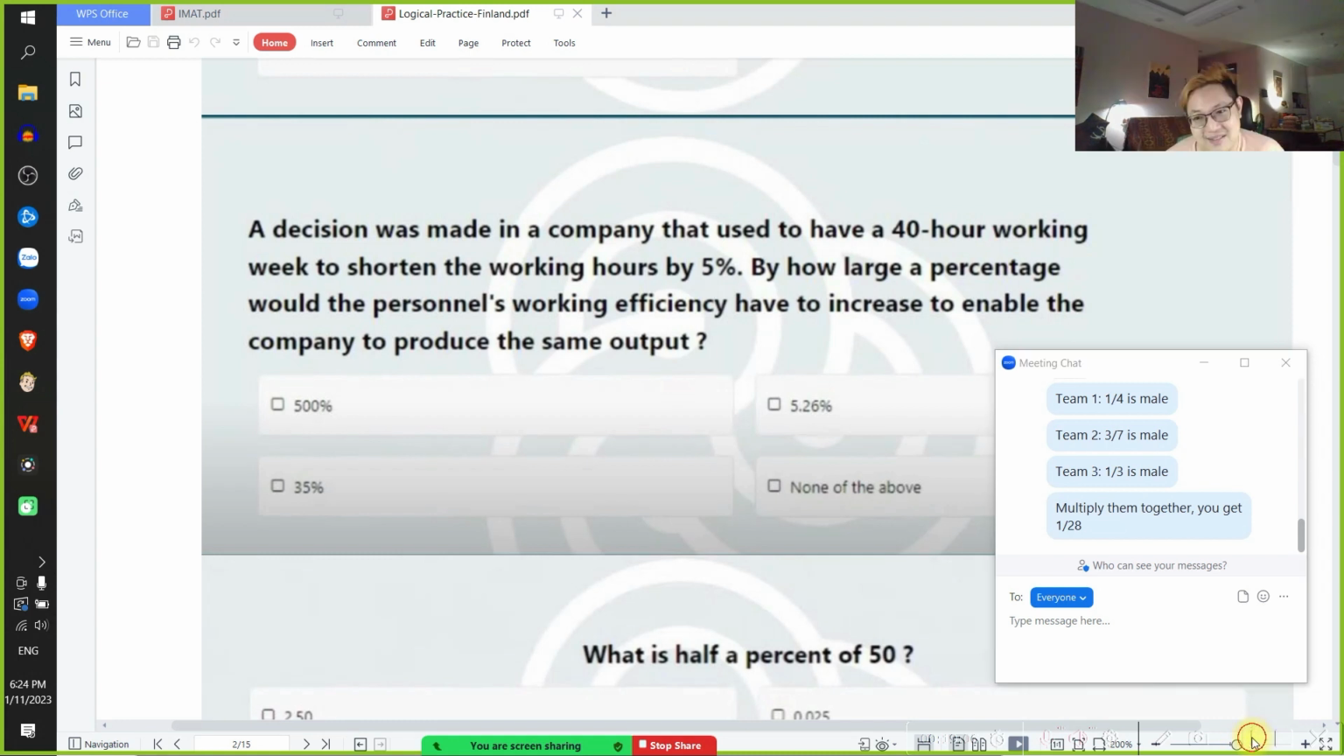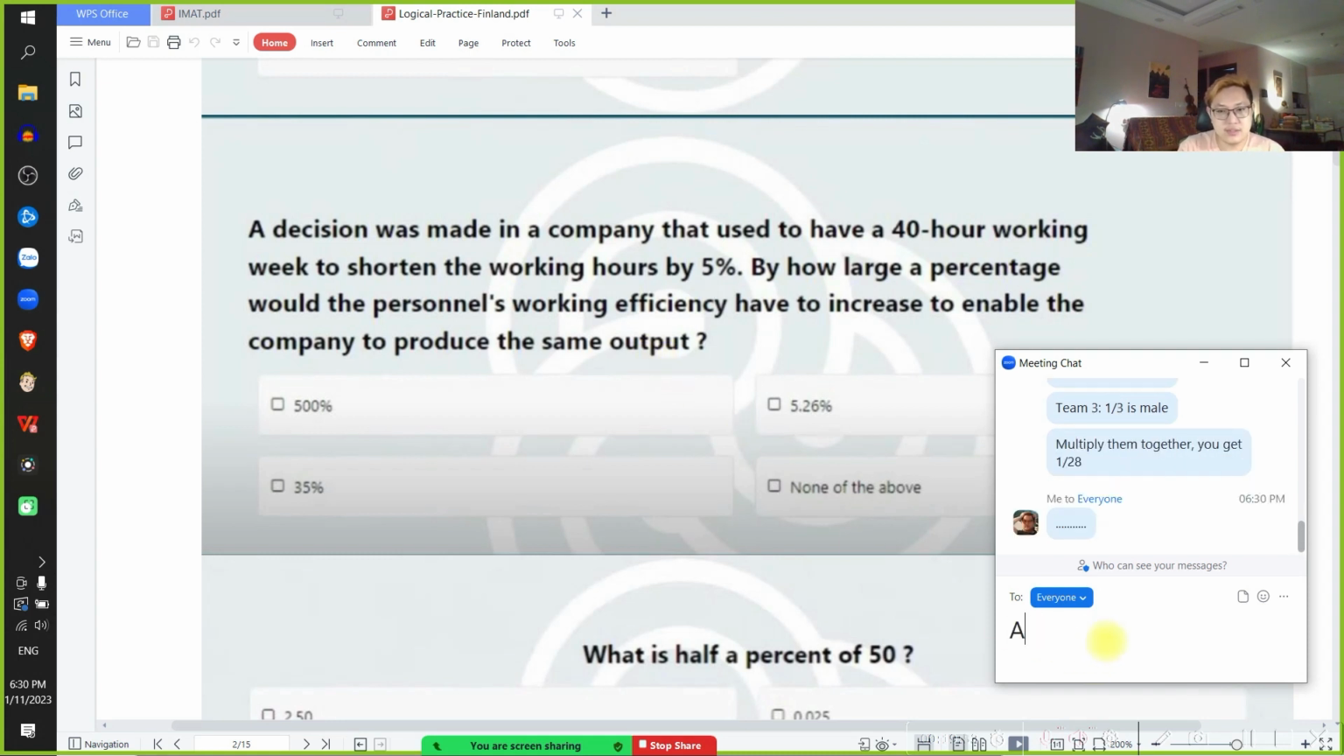Try this one, please. Most students find this question very difficult. Basically, to produce the same output means the result or the products produced will be exactly the same as before the change in working hours. It means that before or after you change the working hours in a week, you have to produce the same amount of work output, the same workload.